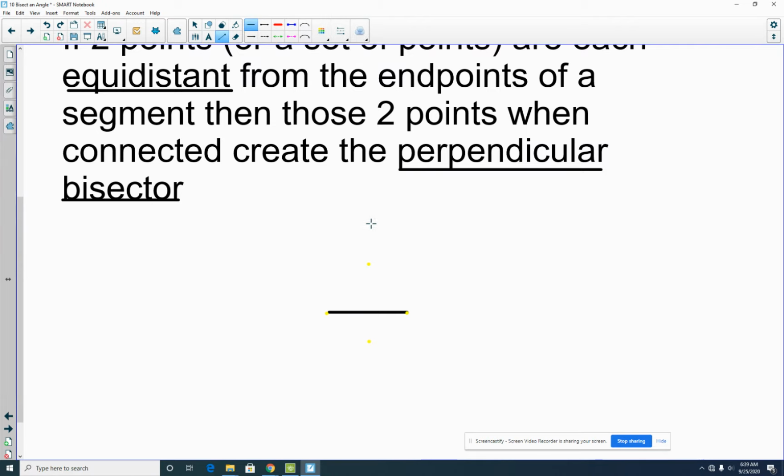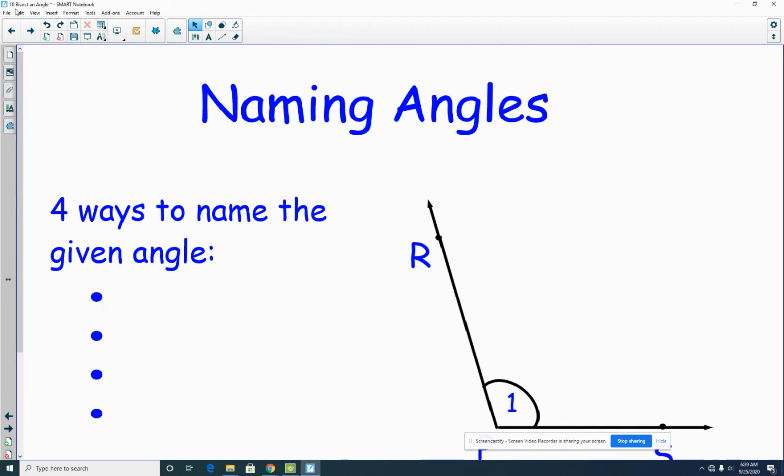They're equidistant. If I connect, they would give me the perpendicular bisector. Now we know for sure that we can find the perpendicular bisector by creating the construction for that. Okay, so let's get into today's lesson, or the beginning of it.